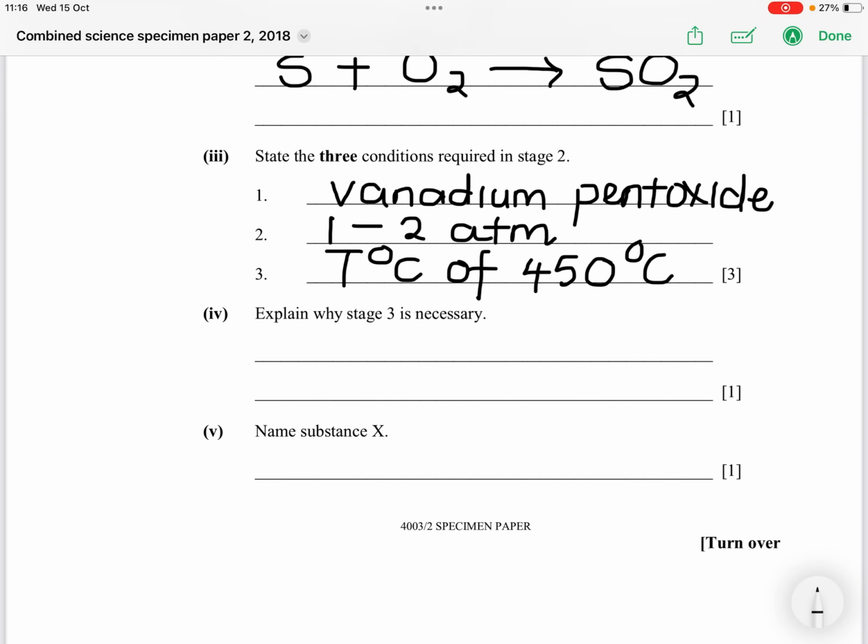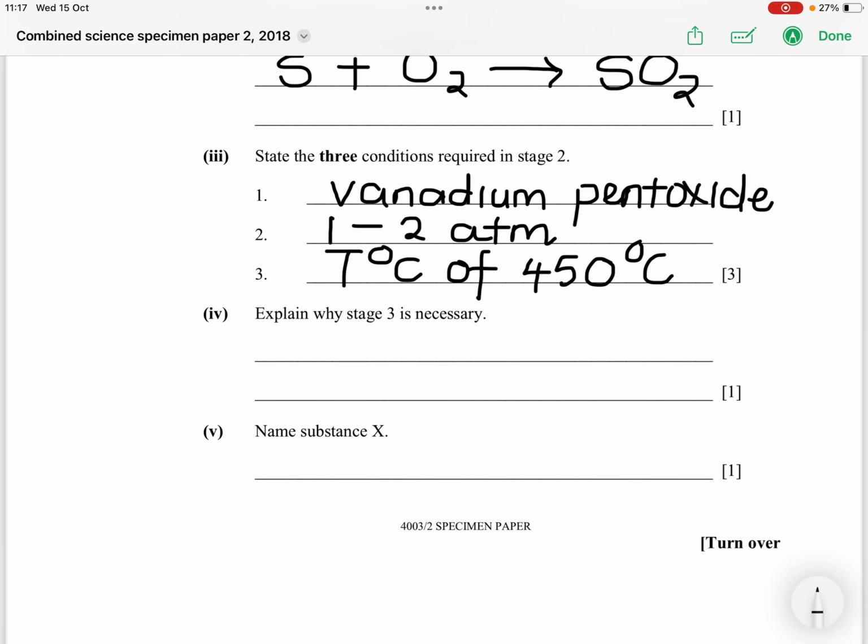So exam tip here, don't just write catalyst, pressure and temperature. You're supposed to specify that the catalyst is vanadium V oxide. The pressure required is 1 to 2 atmosphere, and then the temperature is 450 degrees Celsius.